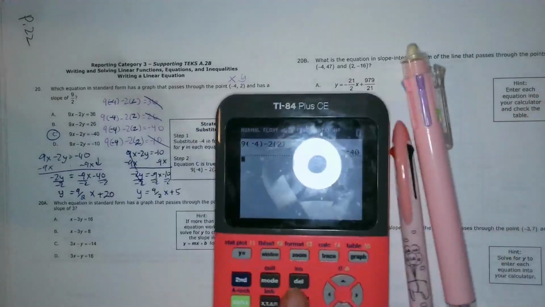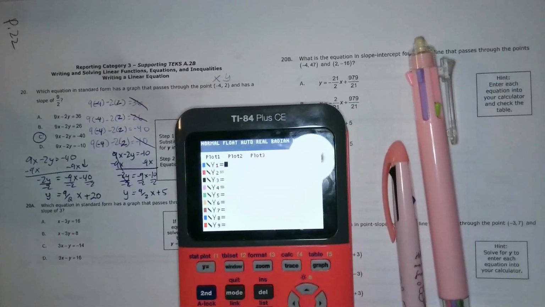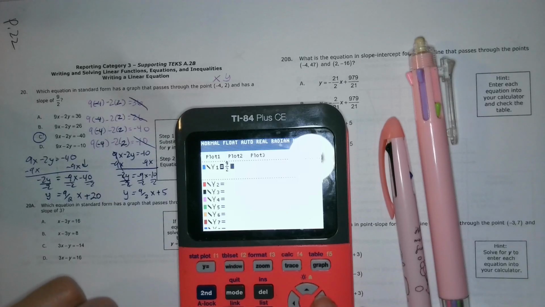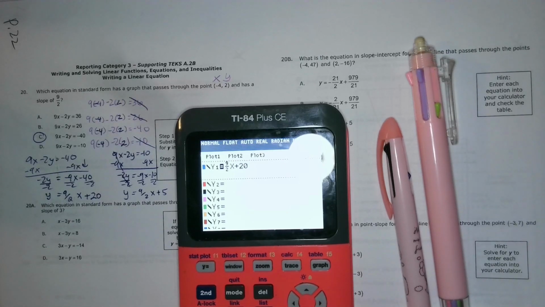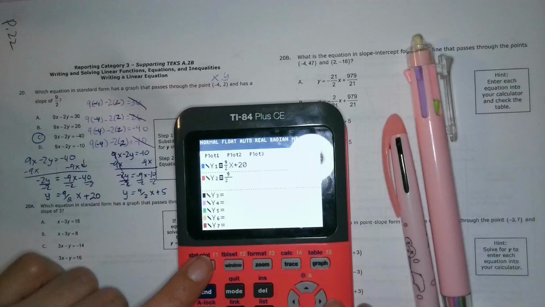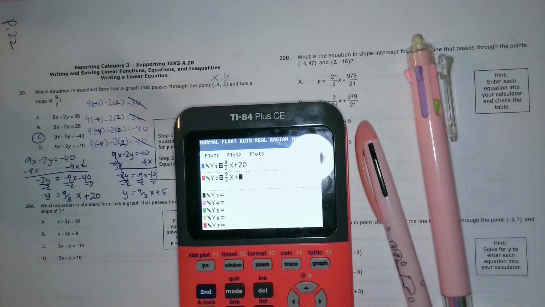Now, here's what I'm going to do with the calculator. I'm going to press Y equals. Clear anything old. And I'm going to put this in the calculator. You're going to use alpha, Y equals, enter. 9 on top, 2 on bottom, to the right, x plus 20. And then on the second row, I'm going to do the same thing. Alpha, Y equals, enter. 9 on top, 2 on bottom. Make sure you exit the fraction. And then put plus 5.